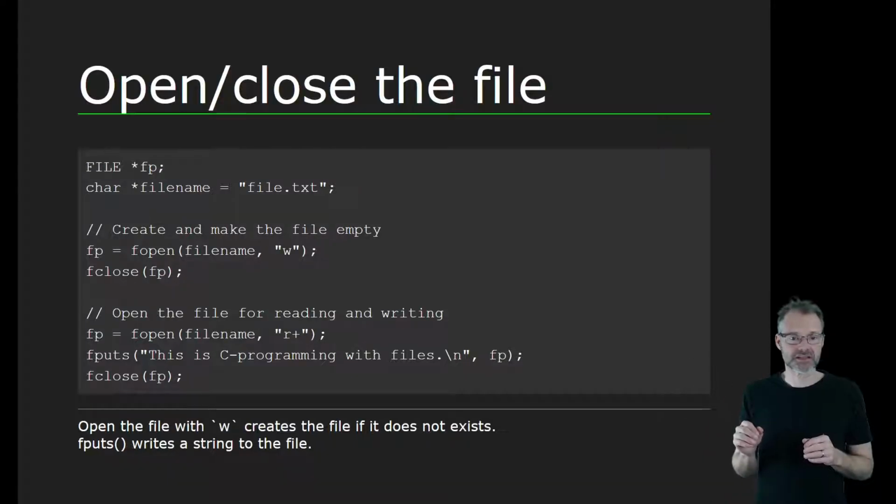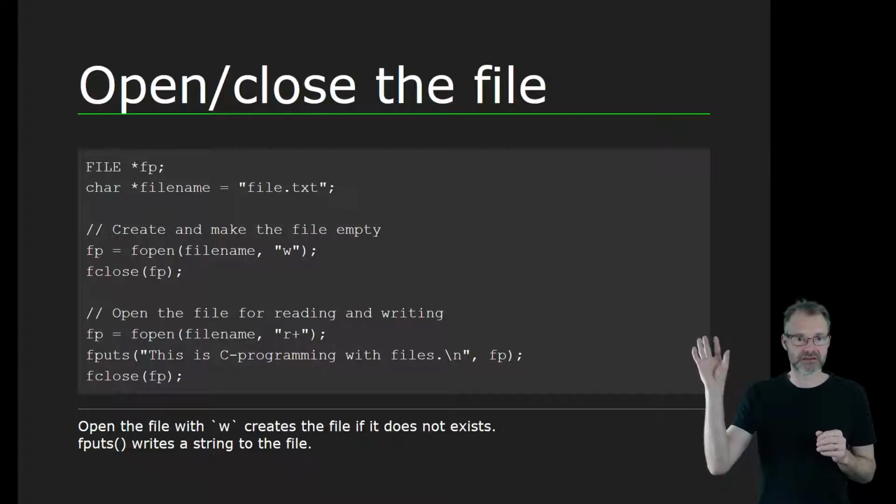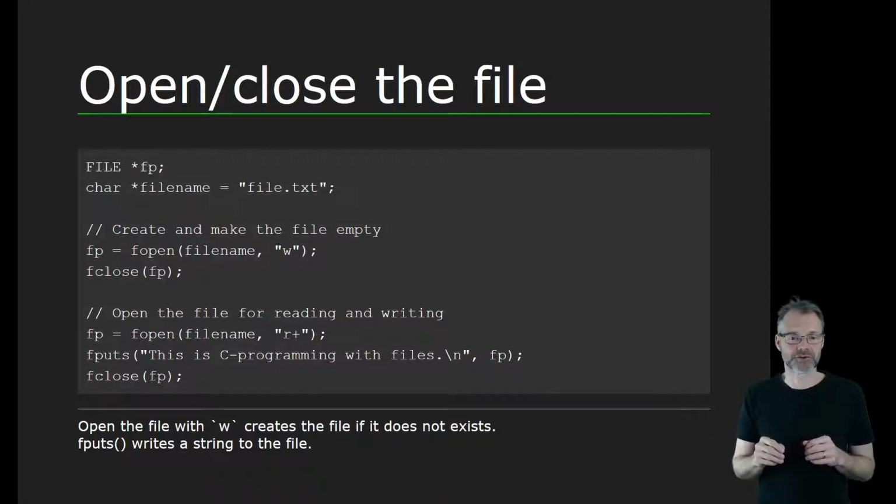So here is an example of how I open and close the file. I'm creating the file pointer up there, so I have it. I'm creating a variable for holding the file name, and then I just create it, sort of making the file empty, with fopen and w there, and then I'm going to close the file pointer.